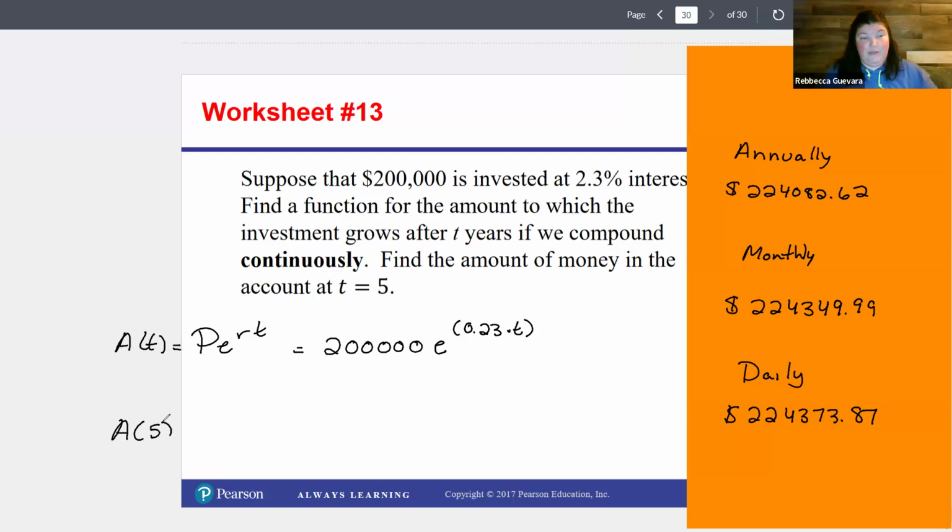Now, if I want this for 5 years later, 200,000 e to the 0.23 times 5. So we're going to have 200,000, then we have e to the power of 0.23 times 5. And what we're going to get is this.